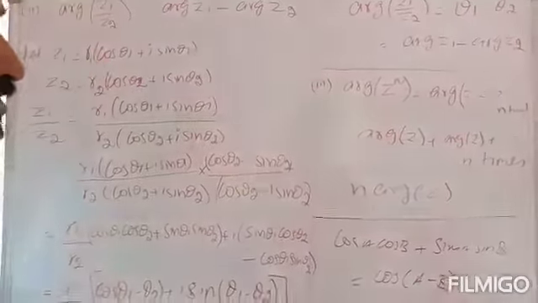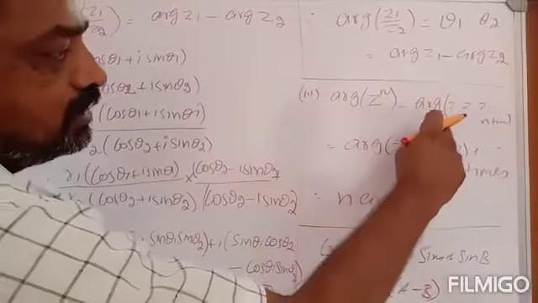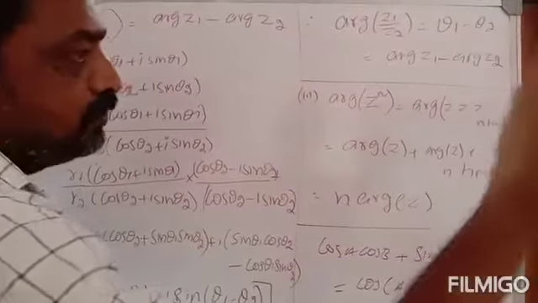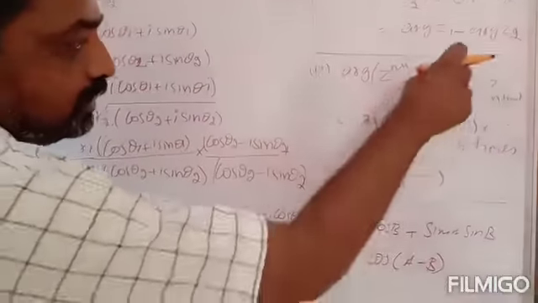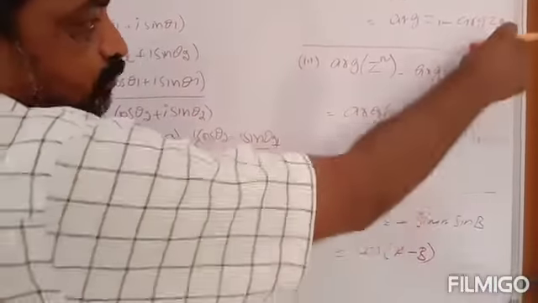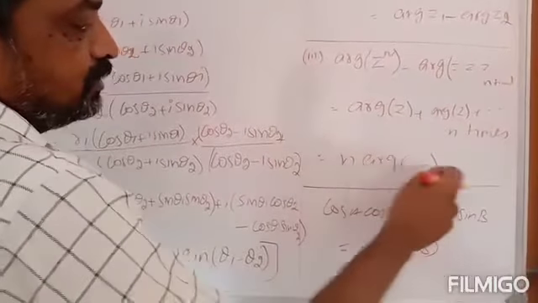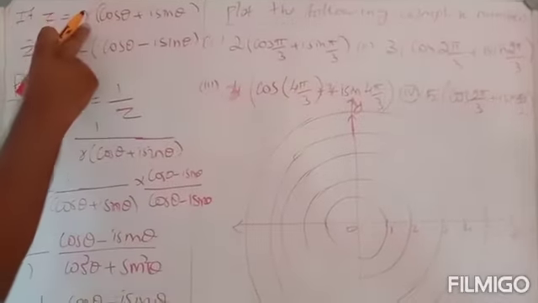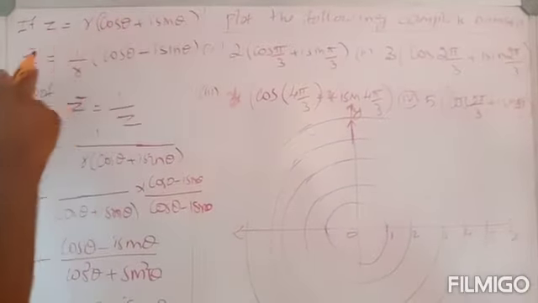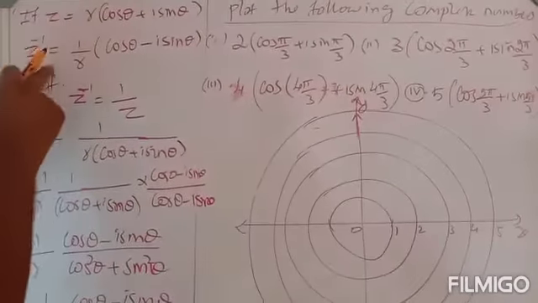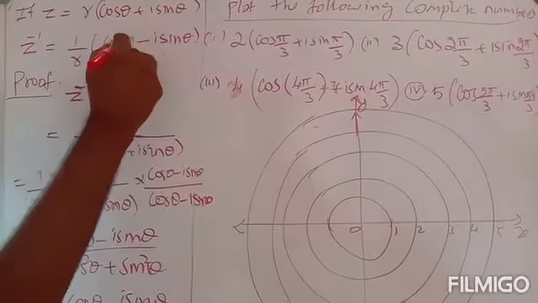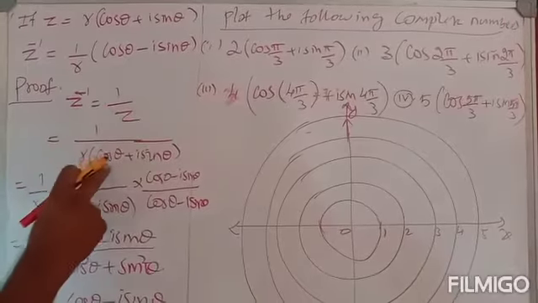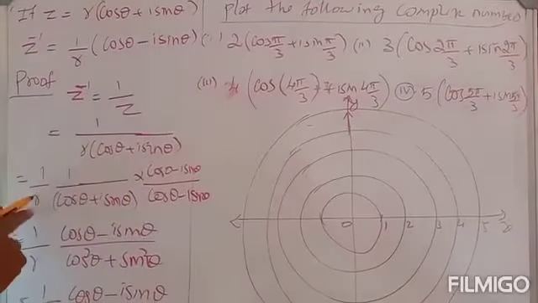So z1 by z2 equals r1 (cos theta 1 plus i sin theta 1) divided by r2 (cos theta 2 plus i sin theta 2). The conjugate of cos theta 2 plus i sin theta 2 is cos theta 2 minus i sin theta 2. Multiplying both numerator and denominator, we get r1 by r2 into (cos theta 1 cos theta 2 plus sin theta 1 sin theta 2) plus i into (sin theta 1 cos theta 2 minus cos theta 1 sin theta 2).